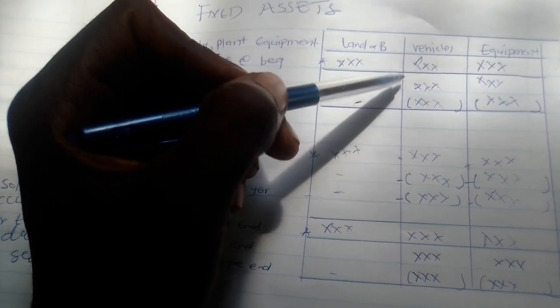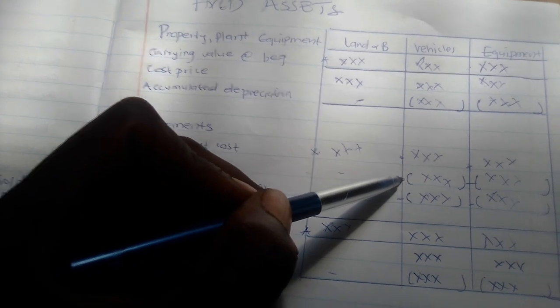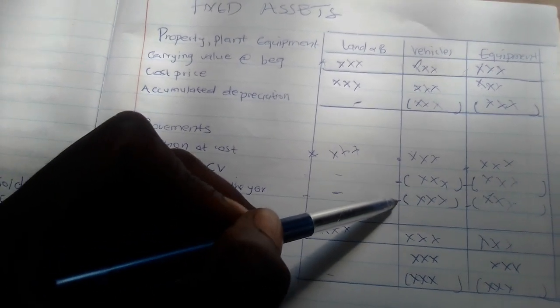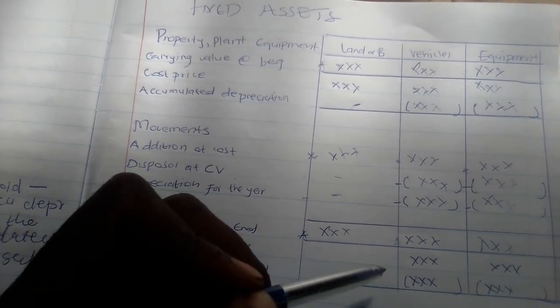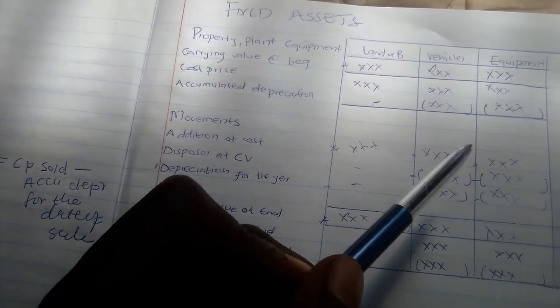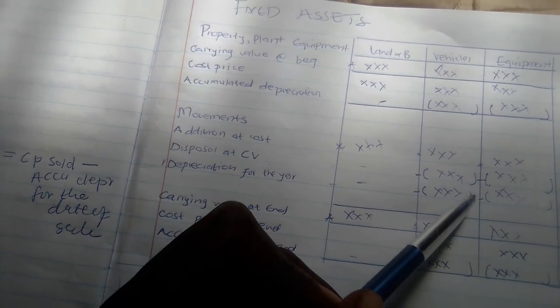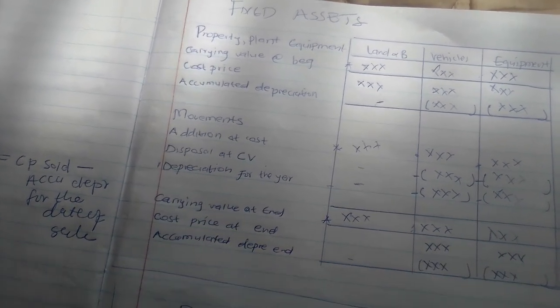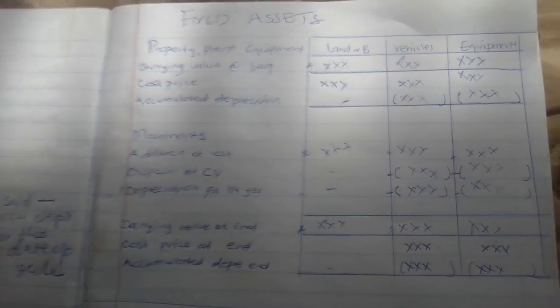Same thing applies here on vehicle. Carrying value at the beginning plus additions minus disposal minus depreciation, it is going to be carrying value at the end. Even here on equipment, carrying value at the beginning plus additions minus disposal minus depreciation, it is going to give us our carrying value at the end.